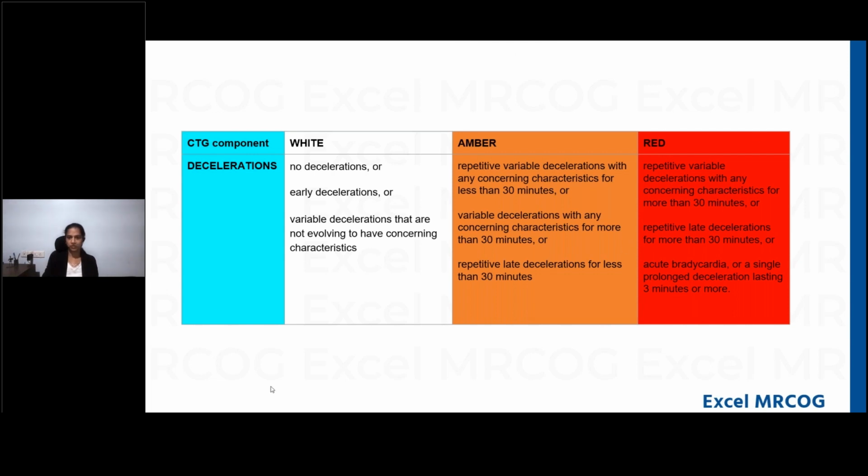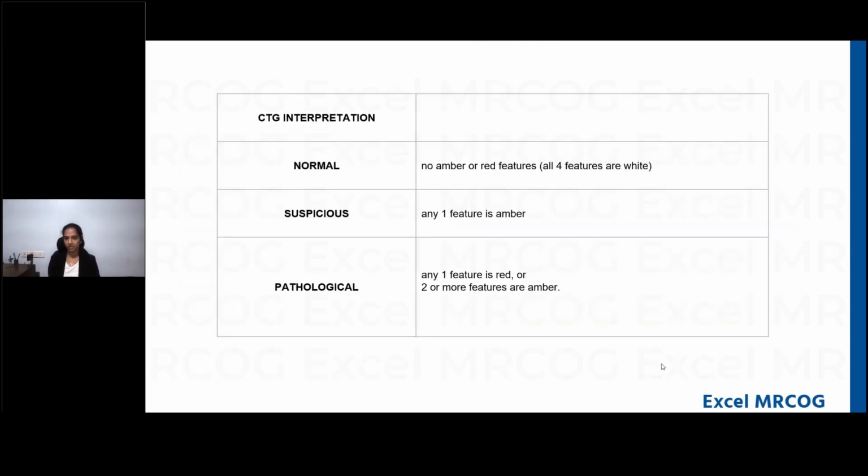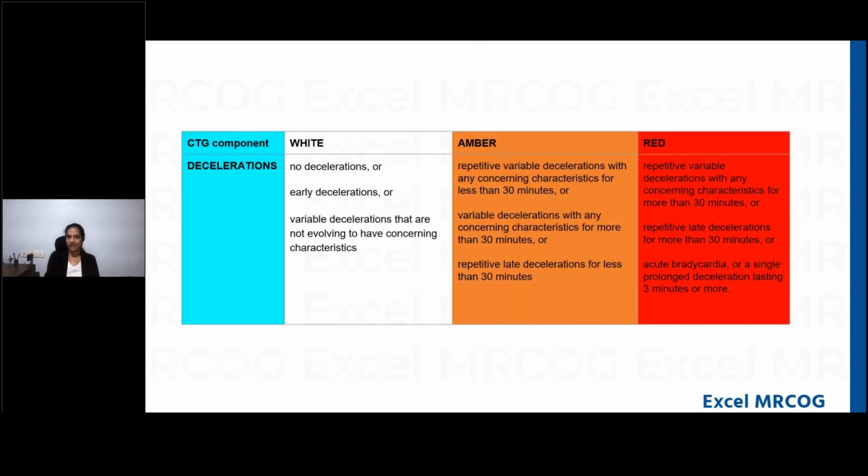Right. So then going to the next one, which is interpretation. How do you interpret? It is normal if there is no amber and no red feature. Suspicious if there is one amber feature. Pathological if two or more features are amber or any one feature is red. What is good here is that this red, white, amber classification is a little easier than the previous classification, at least to remember.